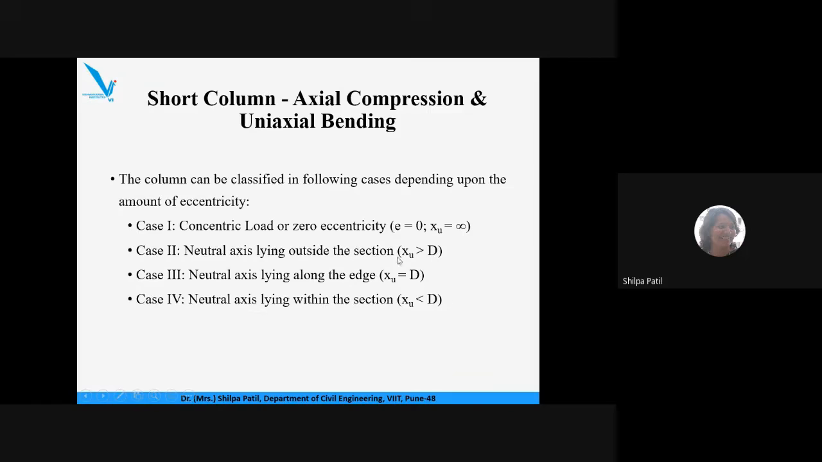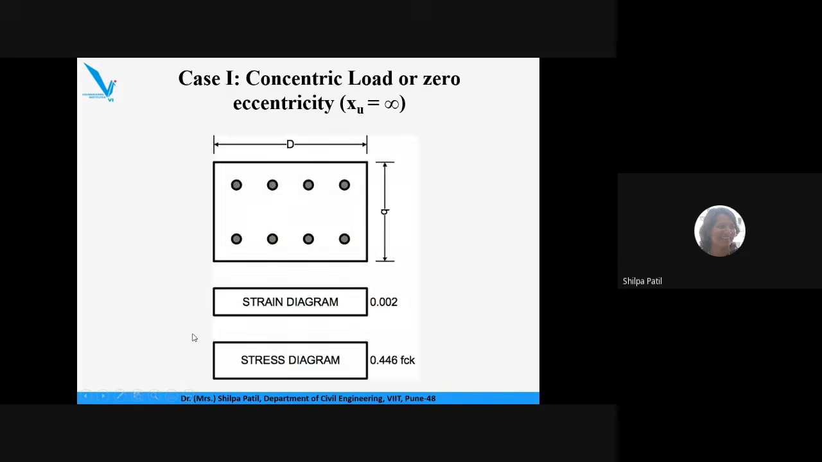Now, all these XU positions change along with the E value. You can just imagine E is 0, so XU is infinity. As there will be some value of E, XU will be greater than D. You will go to the second case. Again, if E goes on increasing, XU will become equal to D at a certain eccentricity. And again, if the eccentricity value increases, XU comes within the section. Okay, so all these locations of XU depend upon the eccentricity value, and hence there are 4 cases based on the amount of eccentricity of the load.